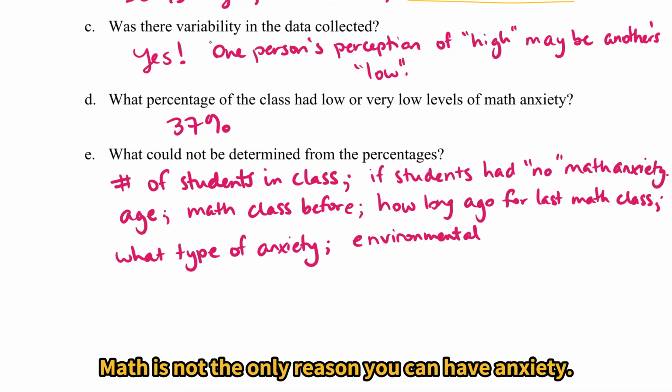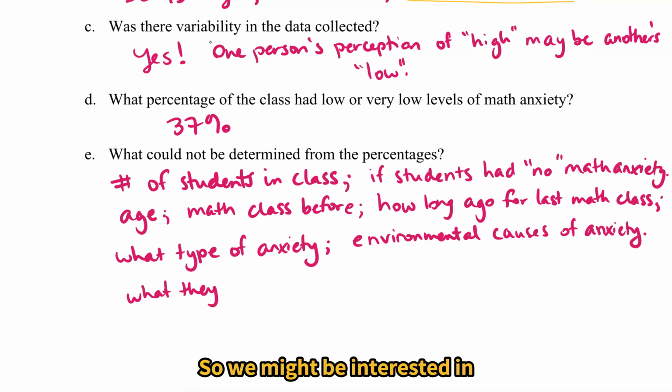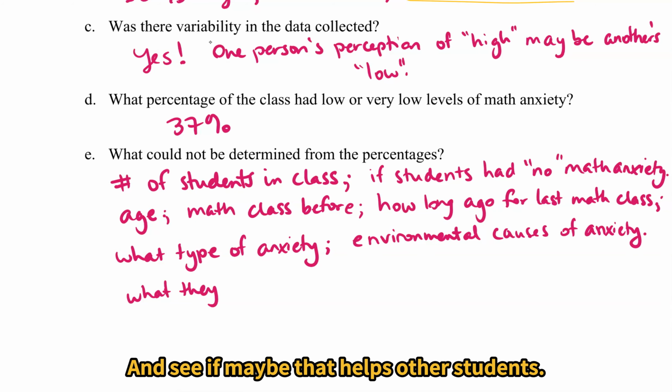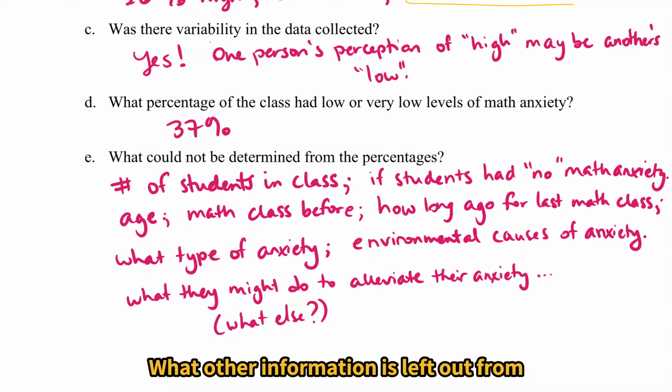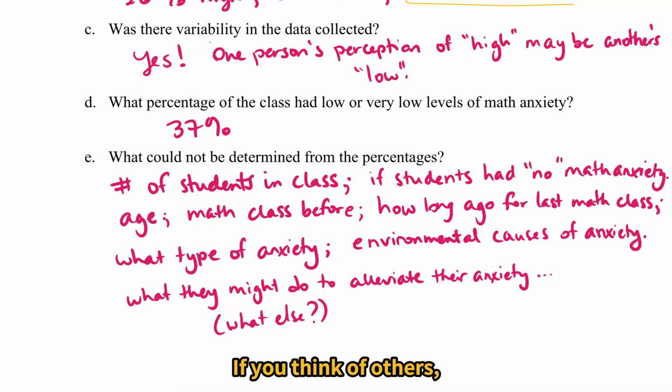Math is not the only reason you can have anxiety. How they might try to alleviate the anxiety. So we might be interested in, what do you do to try to help your own anxiety, and see if maybe that helps other students. What else? What other things might we want to know? What other information is left out from just collecting these percentages of levels of anxiety? If you think of others, put those down too.